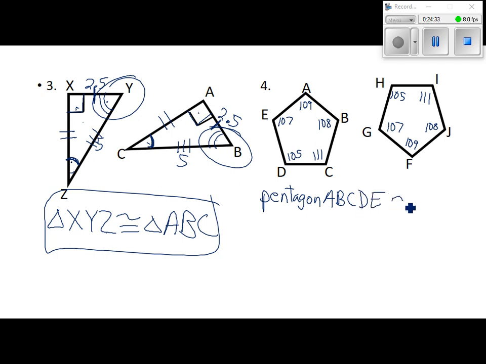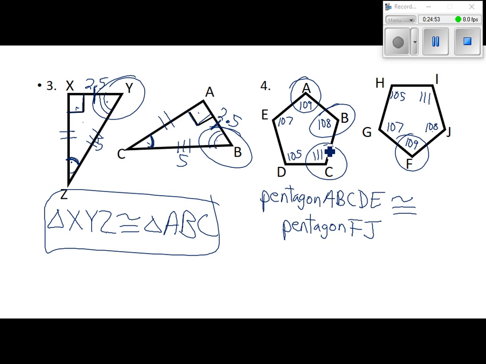And it's going to be congruent to, and I didn't give myself enough space, so I'm going to write the other one down here. It's going to be congruent to pentagon. The A here is 109, so it matches up to the F. The B is 108, so it matches up to the J. The C is 111, so it matches up to the I. And then all it's going to do is continue around the shape. So the next one's going to be H, and the next one's going to be G. That's our congruency statement.